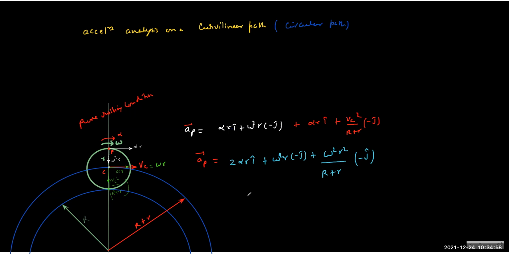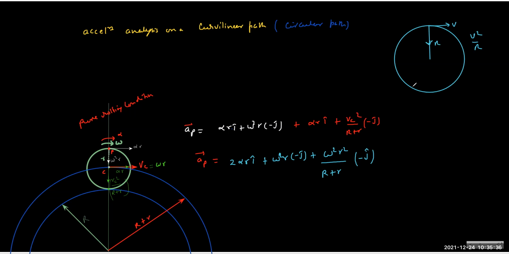Sir, I didn't understand that Vc square by r plus r. Oh, that's nice. So again, that's why I say always study the circular motion chapter. In the circular motion chapter, we have a centripetal acceleration, and what is the formula for that? V square by r. So this is what I did. In which circle is the center of mass moving? r plus r. So what is its centripetal acceleration? Vc square by r plus r.